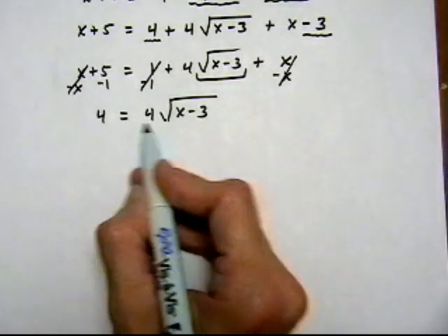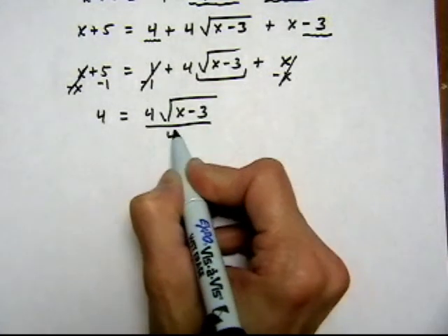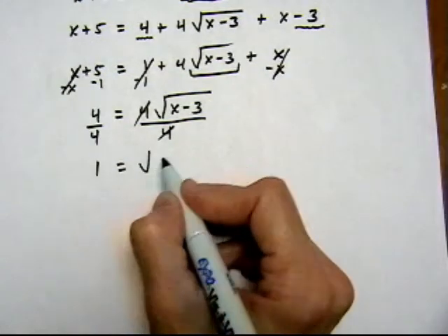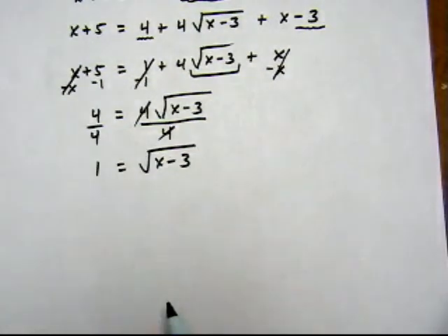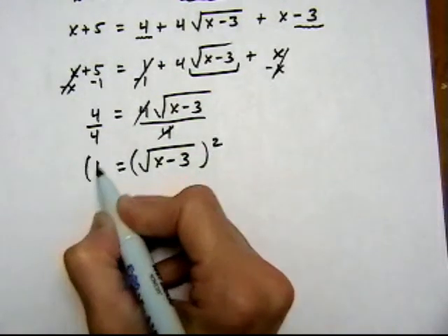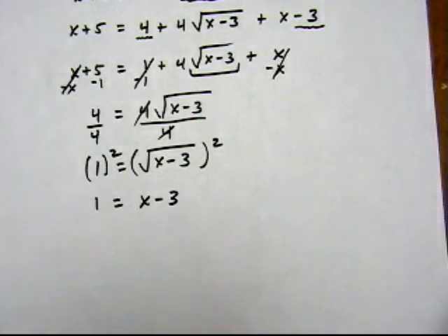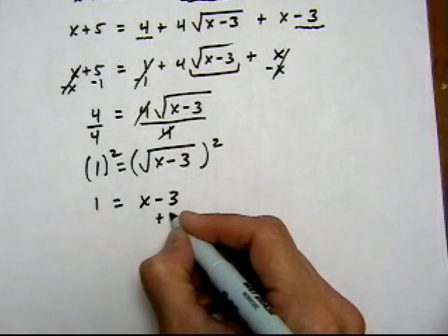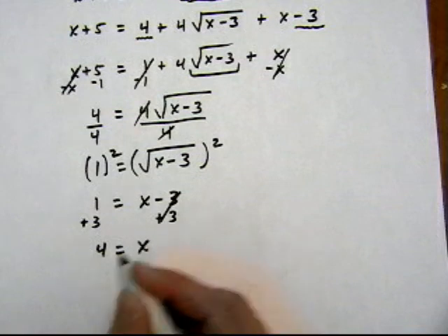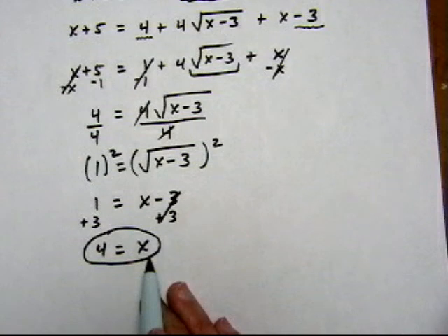I notice that if I divide both sides by 4, I won't have a fraction on the left, I'll just have an integer, so that's nice. I'm going to go ahead and do that. Divide by 4 on both sides, and we get 1 is equal to root x minus 3. We have an isolated root, that means we can square both sides, and we get 1 is equal to, and the insides come out, x minus 3. And now we keep solving for x, adding 3 to both sides. 4 is equal to x. And there's our solution.